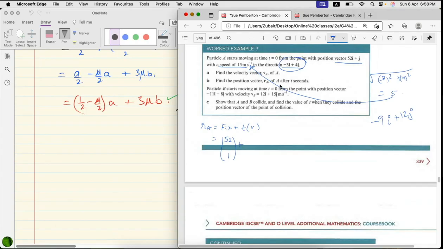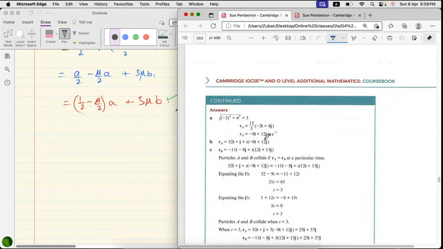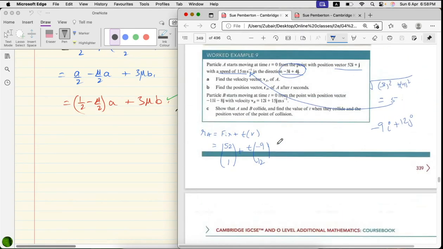We are finding the position of A after t seconds. The general form is the fixed point, 52i, plus time into velocity. We just found the velocity, that's minus 9i and 12j. In the form of ij, it's 52i plus j plus t into minus 9i plus 12j.